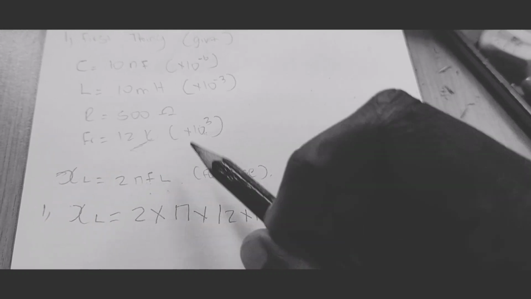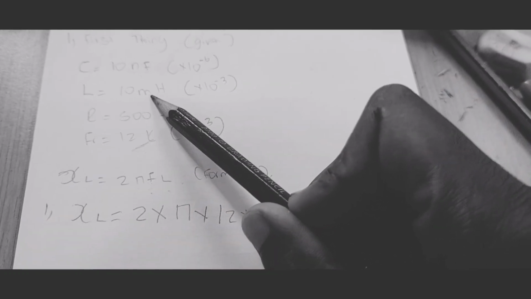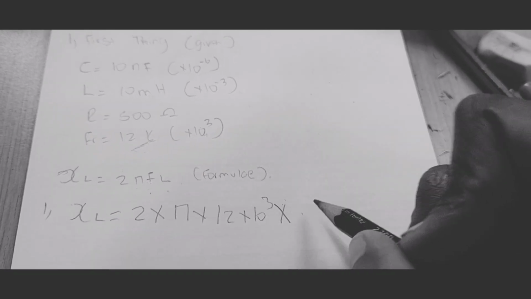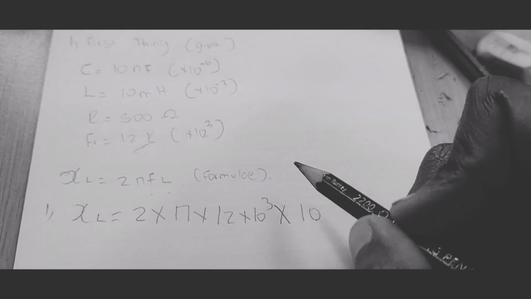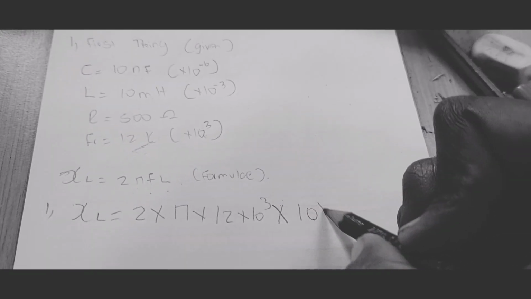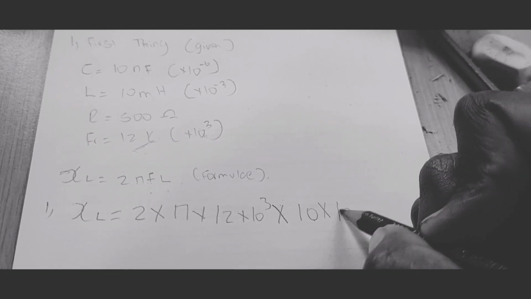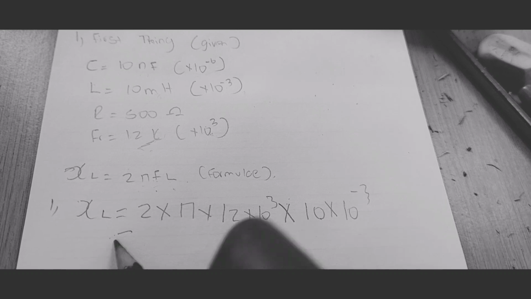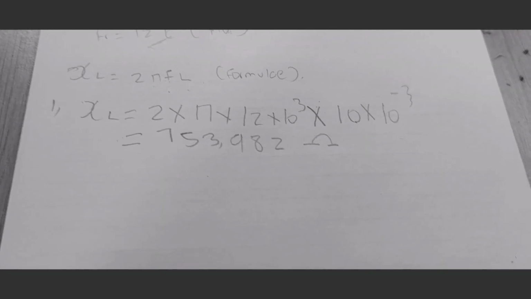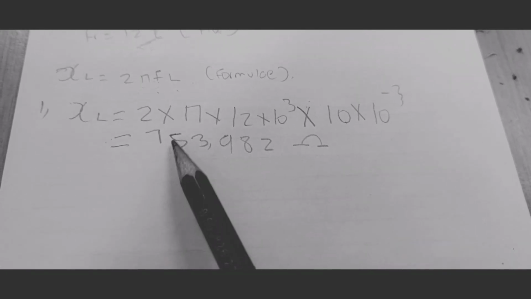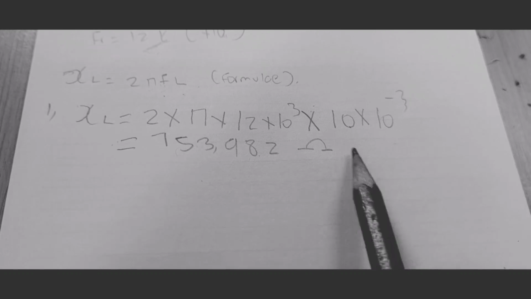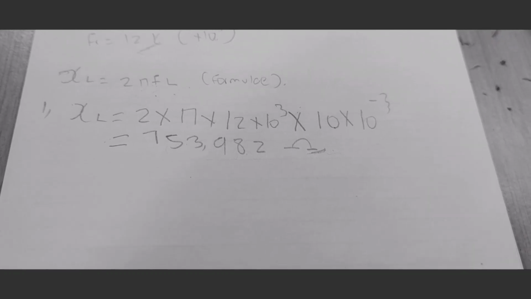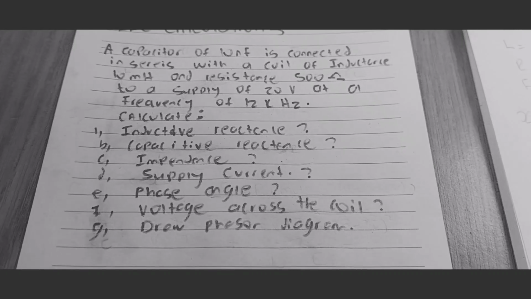And the inductor, they said it was 10 mH, in which m stands for 10 to the power of negative 3. Know that, guys. And now we found the answer to be 753,982 ohms. The reactance is measured in ohms, guys.